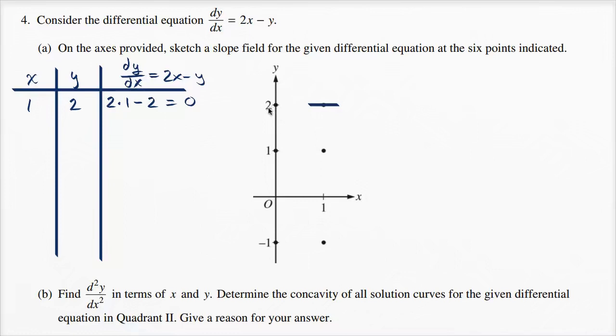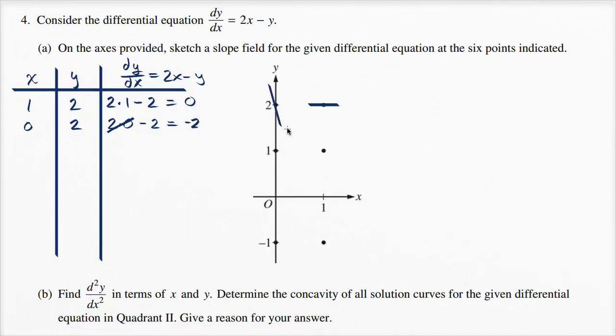Let's look at this point where x is equal to 0, y is equal to 2. The derivative is going to be 2 times x minus y. So it's going to be 0 minus 2, which is equal to negative 2. So how do we draw a slope of negative 2? Well, it's going to go from the top left to the bottom right. It's going to be pretty steep. So it might look something like that.